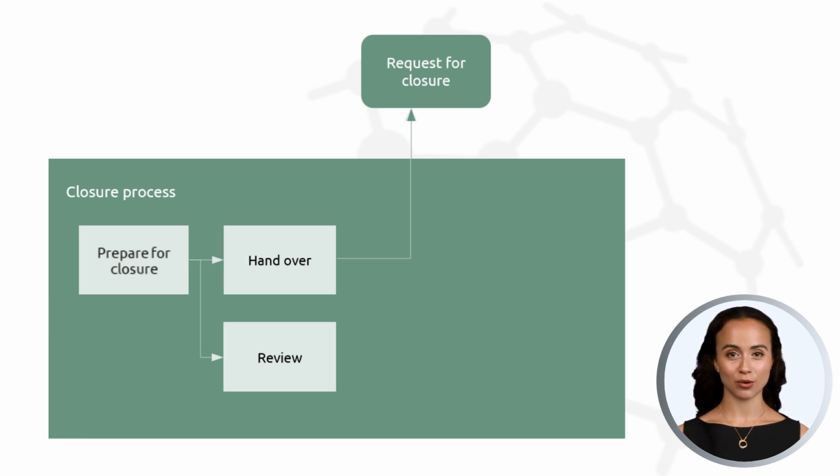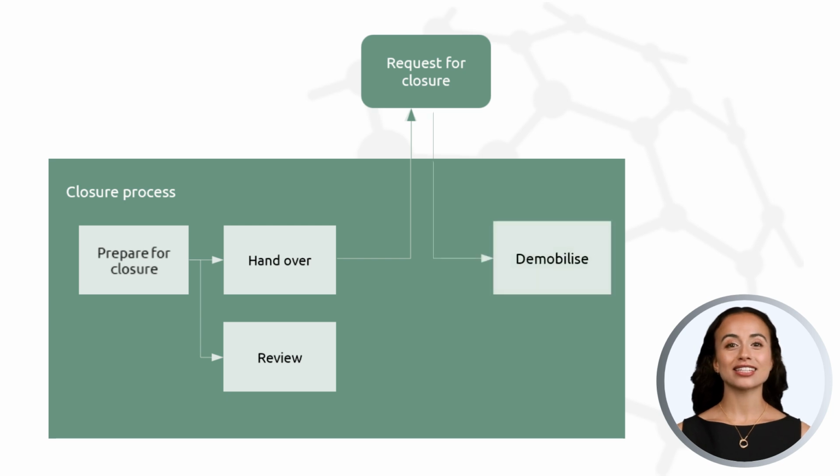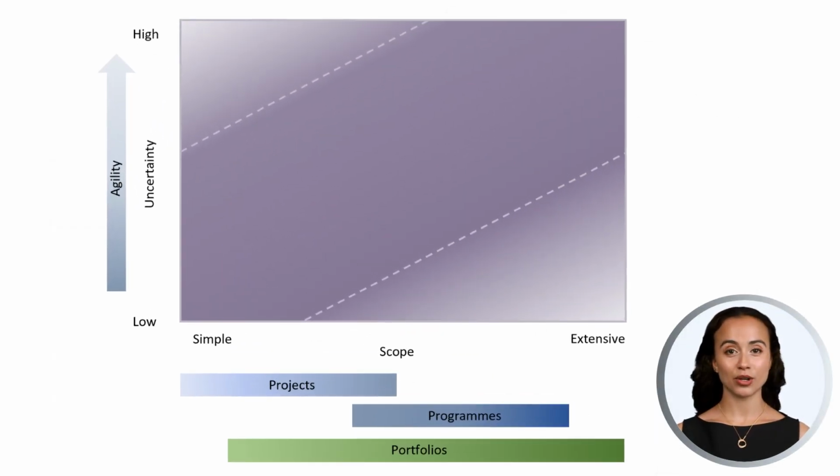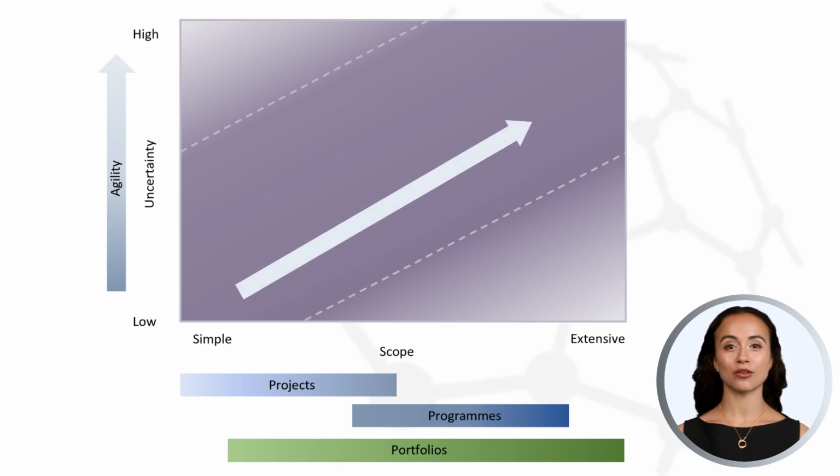Once handover is completed, a request is submitted to the sponsor for authorization to shut down the project or program. This leads to the demobilization that can include staff redeployment, sale of assets, and final accounting activities.